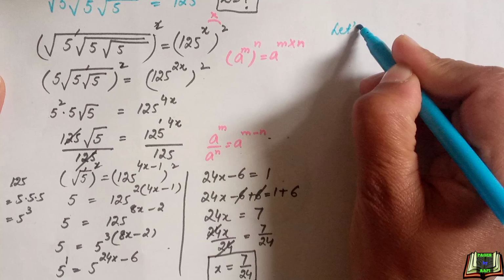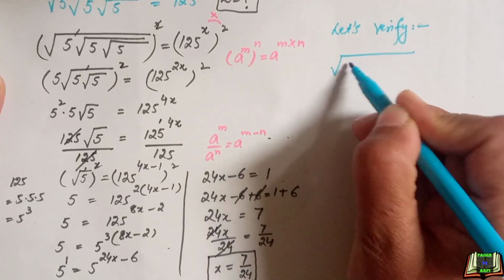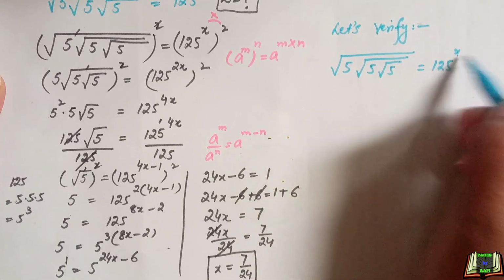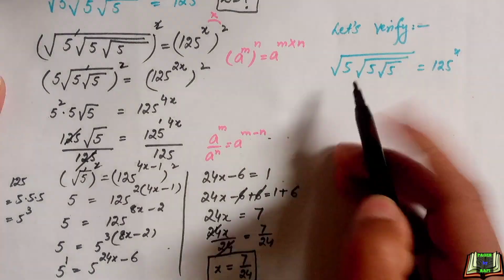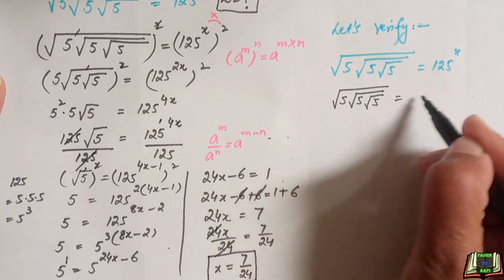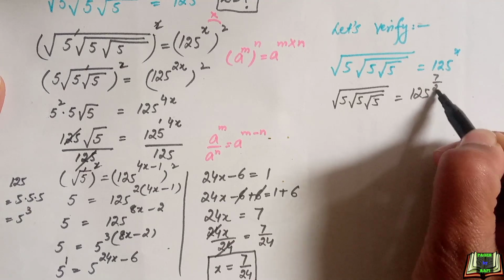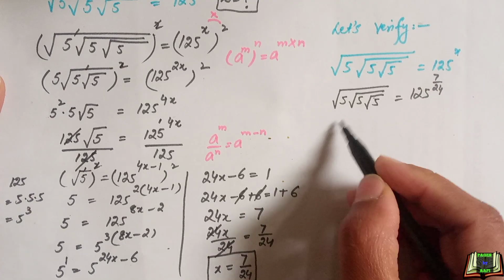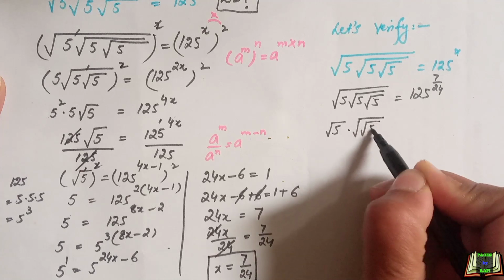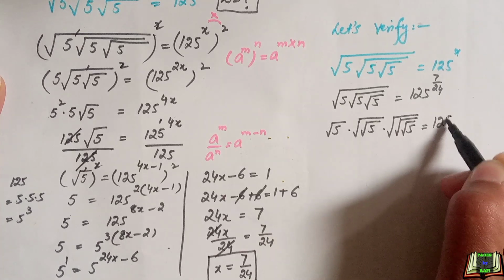Let's verify. And the question is square root of 5, square root of 5, square root of 5 is equal to 125 raised to power x. And we know the value of x. Now we are going to put the value of x in this question. Left hand side will be written as it is. And this 125 raised to power 7 over 24. We can write this as square root of 5 times square root of 5 times square root of 5 is equal to right hand side as it is.